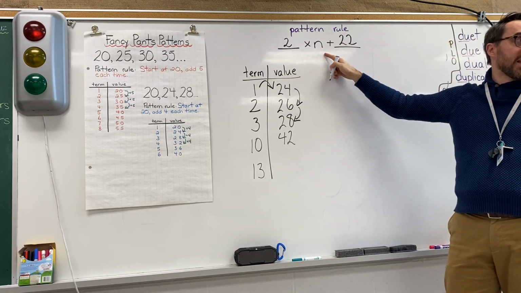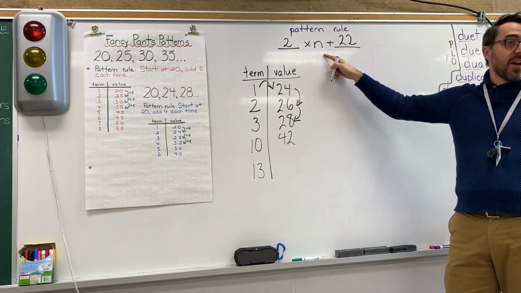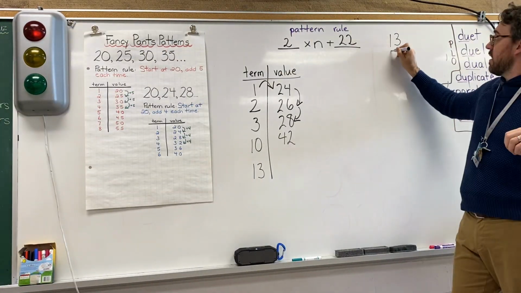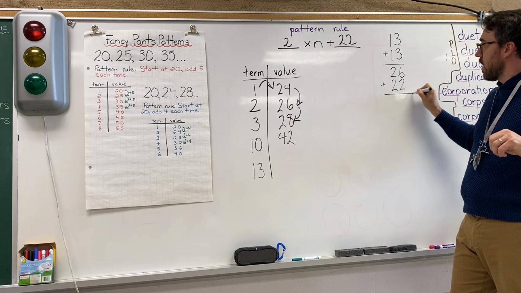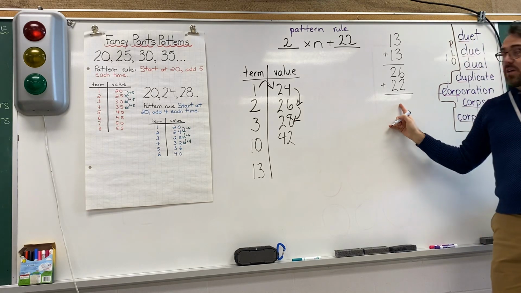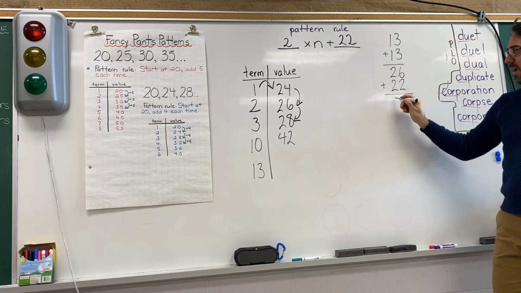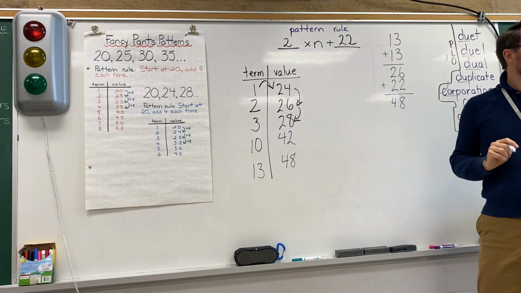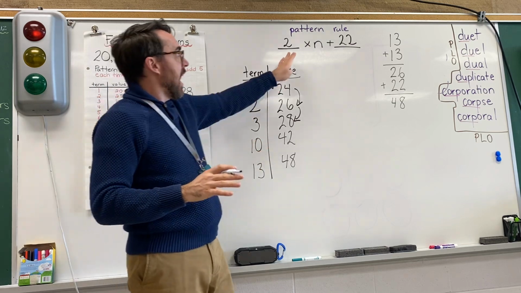2 times 13. So 13 plus 13, yep, so 26. Okay. And then plus 22. Quinn? So 26 plus 22. 6 plus 2 is 8. 2 plus 2 is 4. So 48. Okay?